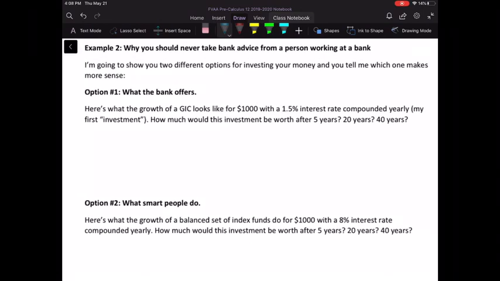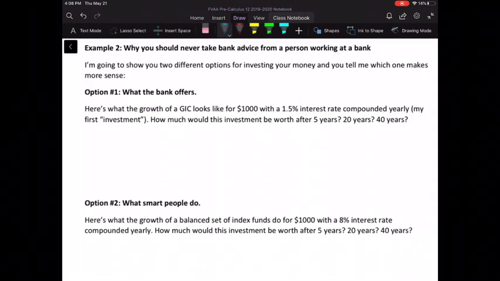So here, in terms of modern banking, example number 2, why you should never take bank advice from a person working at a bank. Okay? There's a lot of conflicts of interest that these people deal with because a lot of them get commissioned for selling you certain bank products. So they get paid for making you sign up for things. And so those things might not be the best for you, but they're the best for your banker. So they're not always taking care of your best interests.